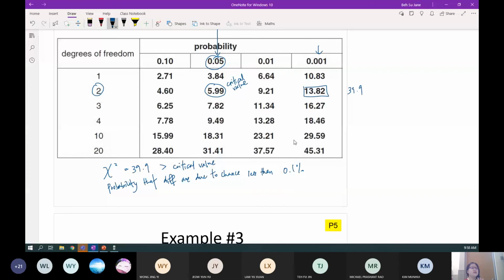It is very significantly different. The observed and expected values are very significantly different from each other. The null hypothesis is rejected. There is significant difference between observed and expected. Right?